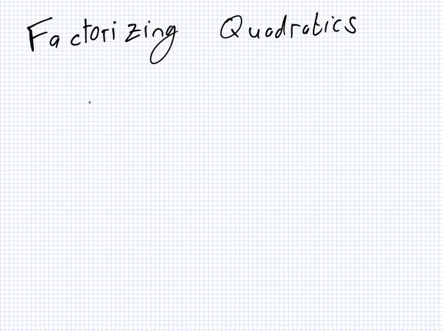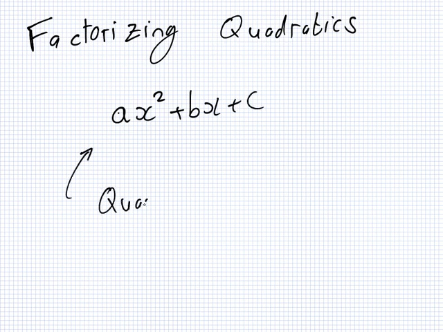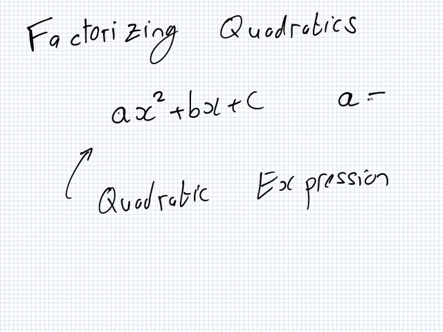So a quadratic is anything of this form. This is a quadratic expression, and the only thing we ask is that a is not 0, because if it was 0, what would it be? It'd be just linear, not quadratic then. So the only thing we ask is that a is not 0.